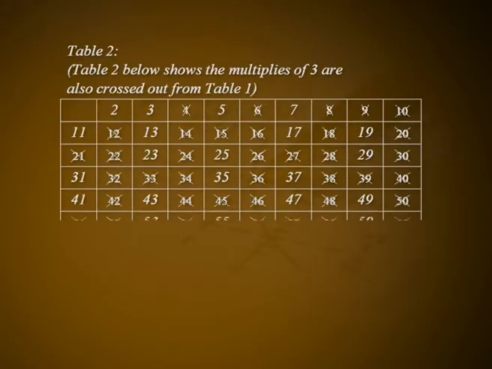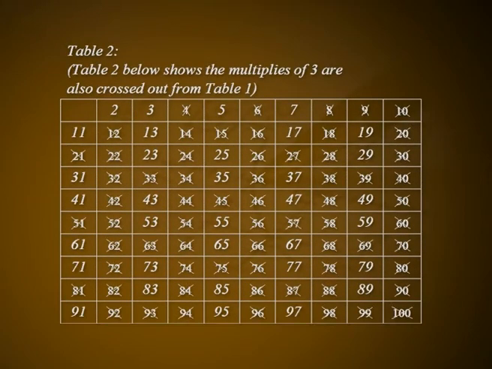Table 2. Table 2 below shows that the multiples of 3 are also crossed out from table 1. The first of the remaining integers is 3, which must be a prime. We keep 3 but strike all higher multiples of 3, so that 9, 15, 21, etc. are now removed, the even multiples of 3 having been removed in the previous step. This is given in table 2.